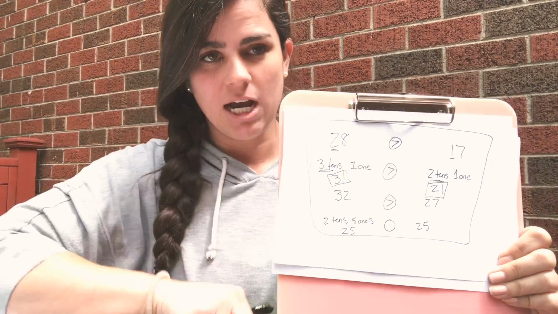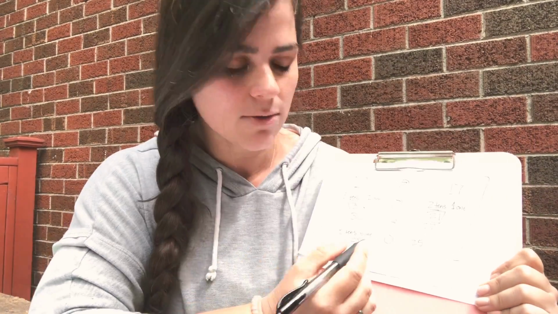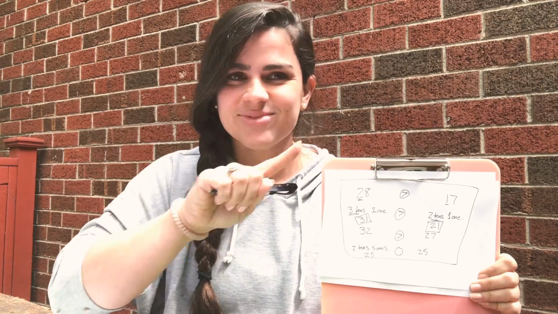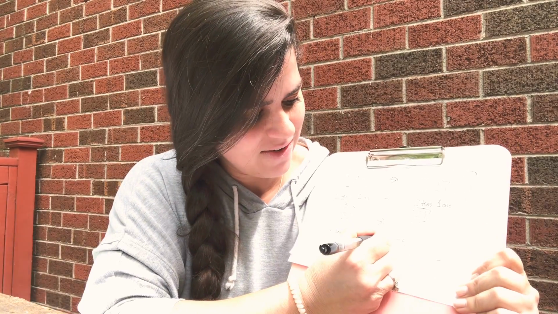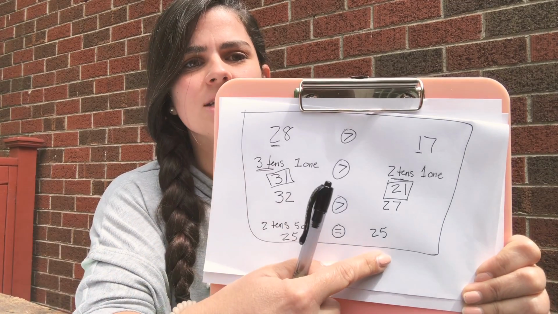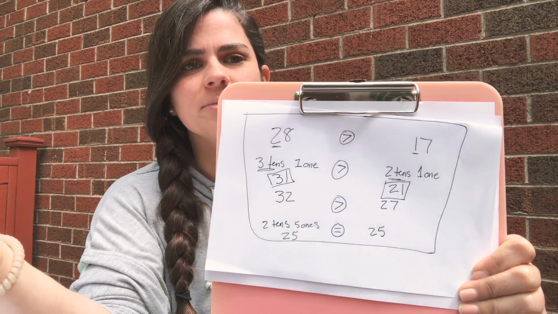So these are not greater or less than, it's equal to. Can you draw in the air the sign that is for equal to? 2 lines that are equal. 2 tens, 5 ones is equal to 25.